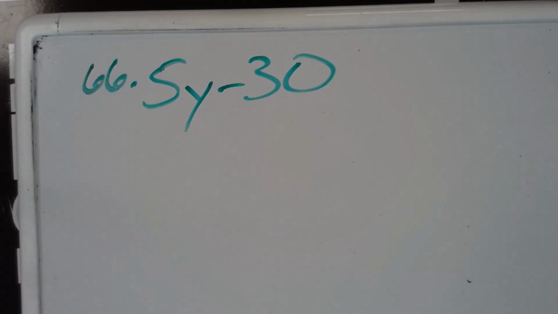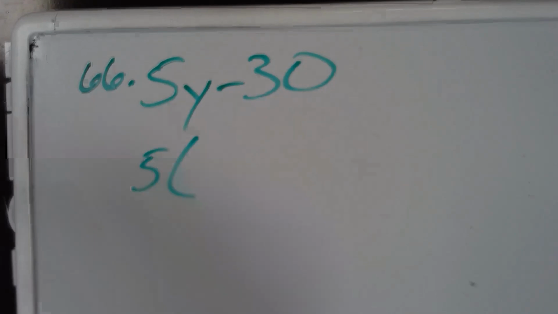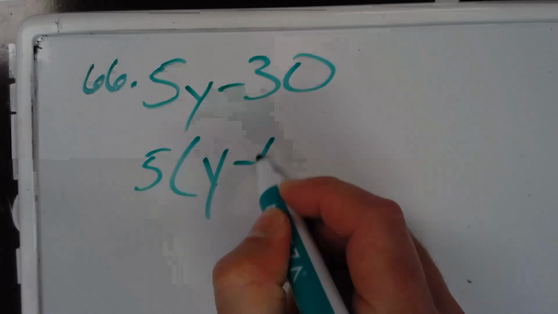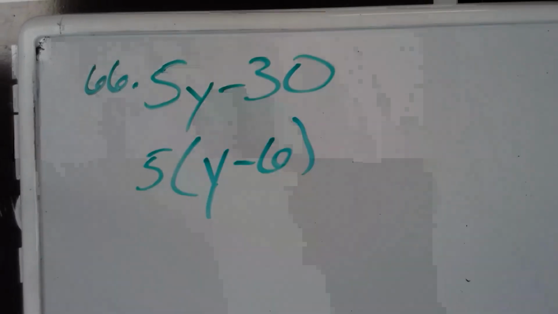Probably. All right, everyone knows what the greatest common factor is, supposedly. Please do it first. Always do it first. But this is just the greatest common factor problem. So what is the greatest common factor between these two terms? 5. All right, so then you take a 5 out, and what are you left with? Y minus 6. That's as far as you can go, and then you're done. Pretty easy stuff.